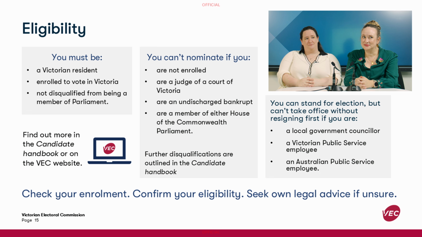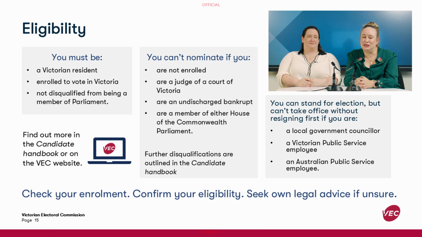You can stand for election, but can't take office without first resigning if you are a local government councillor, a Victorian public service employee, or an Australian public service employee. There are further disqualifications, and if you're not sure if you're eligible to nominate, refer to the candidate handbook for more detail. You should also consider seeking independent legal advice. Make sure your enrolment details are up to date before you begin the nomination process, especially if your name and address have changed in the last few years, as your enrolment details cannot be changed for this election after the close of roll. You can check your enrolment at the VEC website.